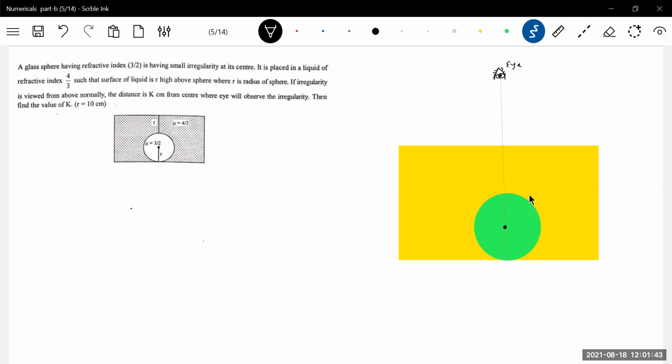So first there will be refraction at P1, then P2. Spherical refraction, then the plane refraction. That's what I think the problem is. So here we have this mu1. This is the object O. This mu2. This is air, mu3, 1. So we have all the values. Just apply the spherical refraction surface formula.